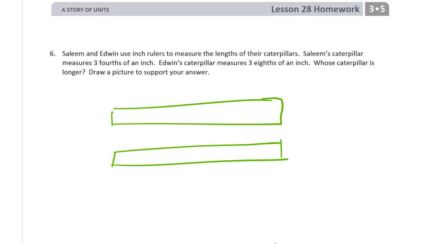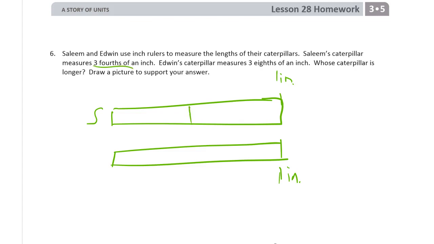Now, let's think about this question for a minute. What did I just draw a picture of? For each of these, this is 1 inch, right? Because they're measuring caterpillars, we're talking about fractions of an inch. So this is 1 inch, 1 inch. And this is Salim's caterpillar, S. And I want this in fourths, because his is 3/4.